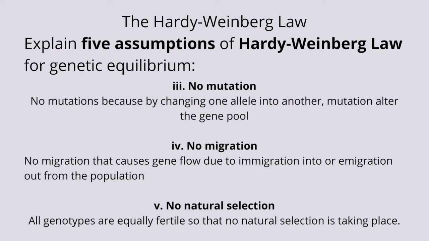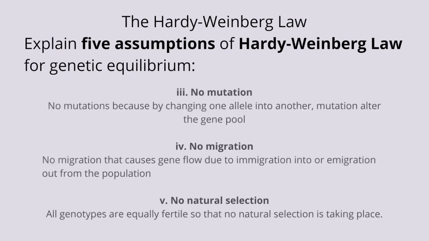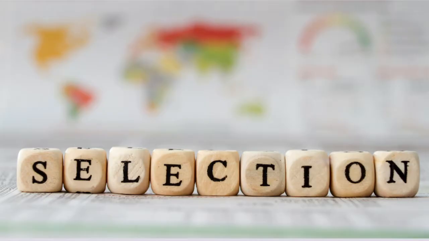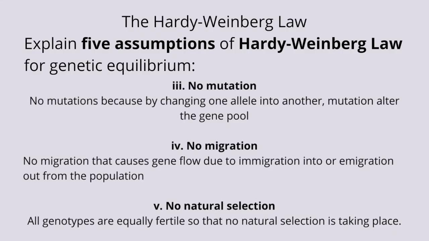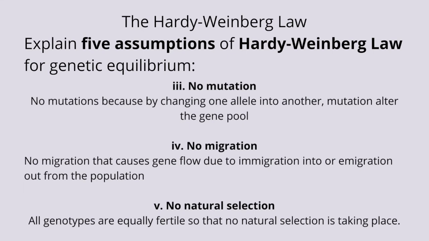Assumption number 5 is no natural selection. It means that all genotypes are equally fertile so that no natural selection is taking place. It also means that all individuals have an equal chance to survive and reproduce so that they can pass the genetic material from generation to generation.